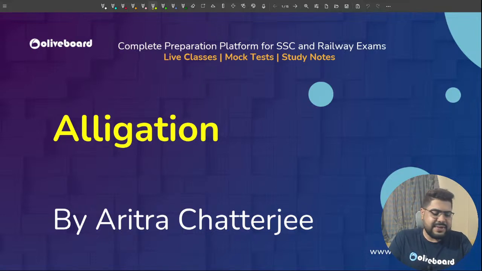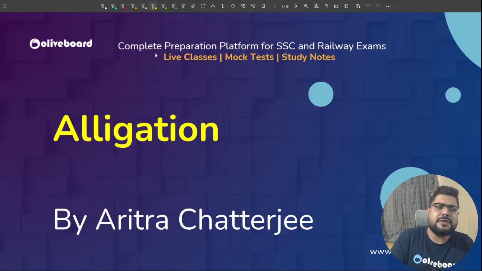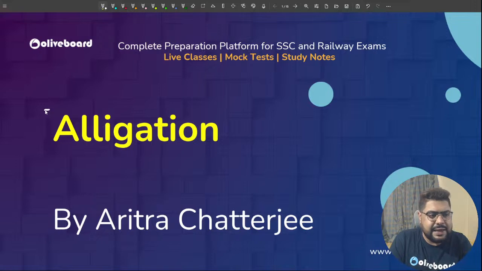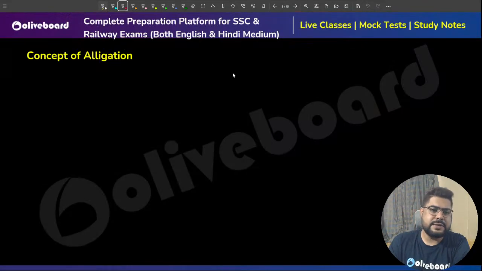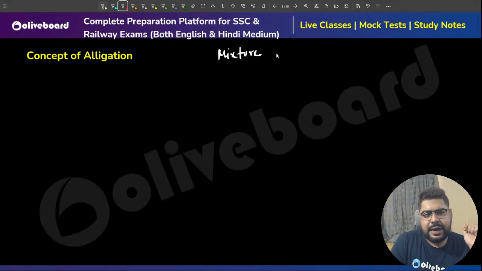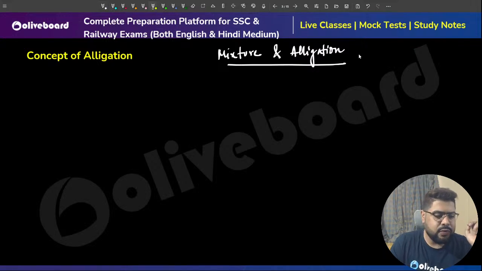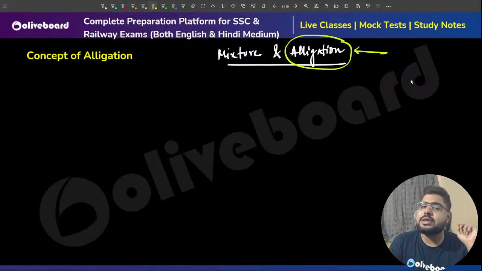Okay, chalo. So today I will be discussing a very interesting thing, that is allegation. We will not be discussing only the mixture and allegation part, because that is generally the name of the chapter. Please understand this. What we'll do is pick up just this part of allegation and have the discussion around it.